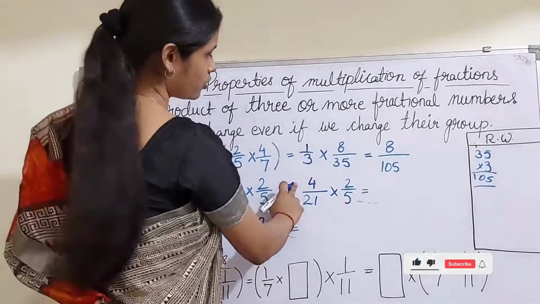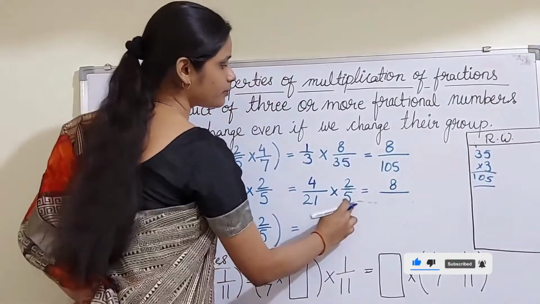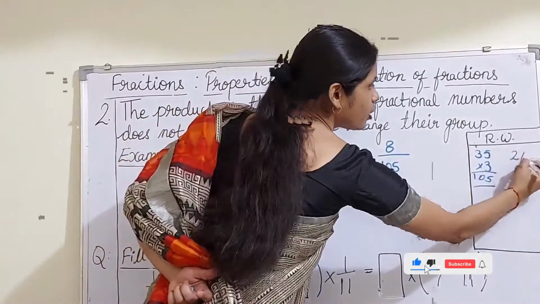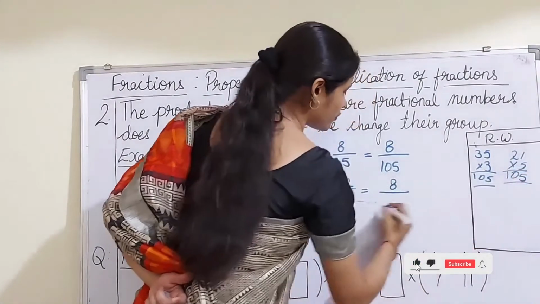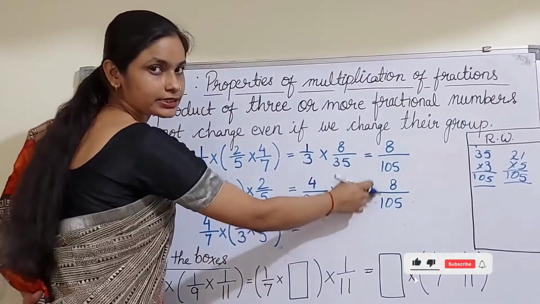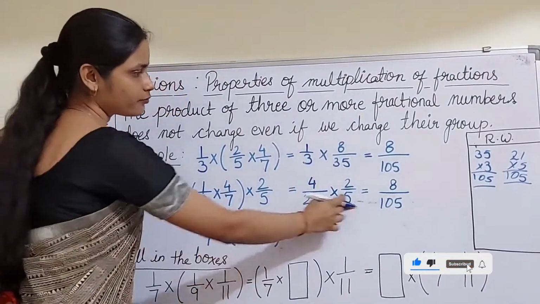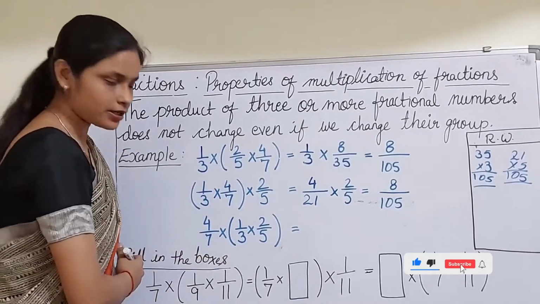Now in the numerator we have 4 multiplied by 2, that is 8, and 21 multiplied by 5 in the denominator. So 5 1s are 5, 5 2s are 10, again 105. Now see, this time again we have got the same product. Now one more rearrangement can be done.